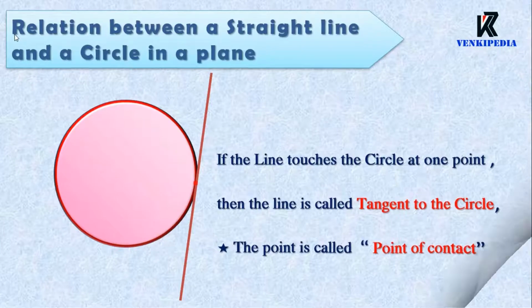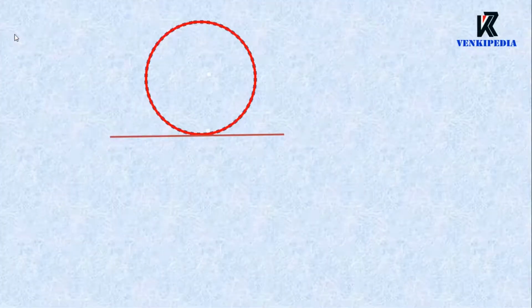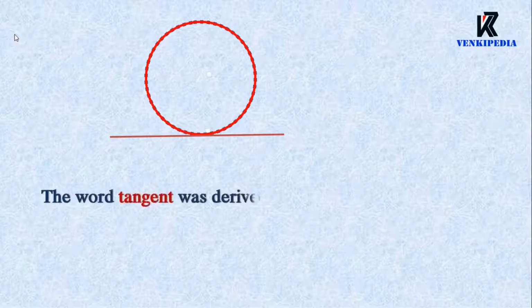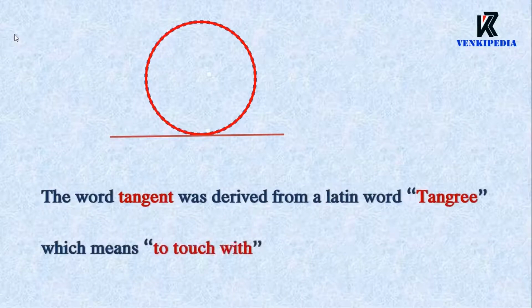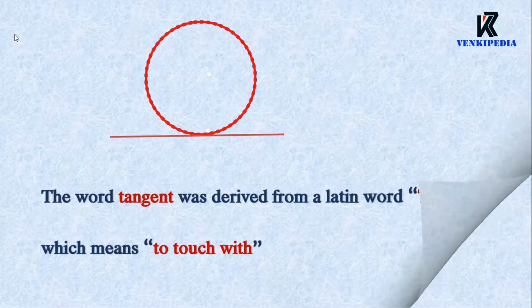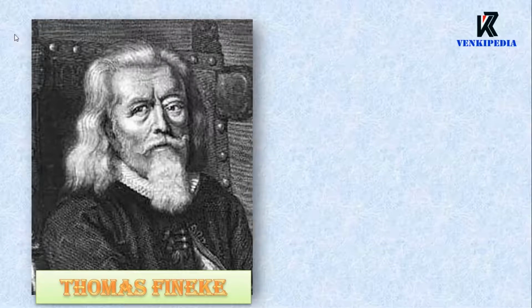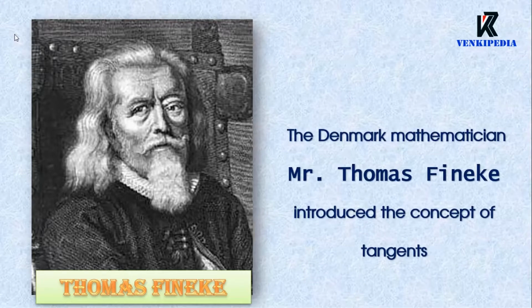Children, do you know who introduced the word tangent and how the word tangent came? The word tangent was derived from a Latin word tangere, which means to touch with. The concept of tangent was introduced by a famous Danish mathematician, Thomas Finke. Mr. Thomas Finke used the word tangent earlier and developed the concepts of the tangents. Children, now let us learn something about the tangents and the circles.